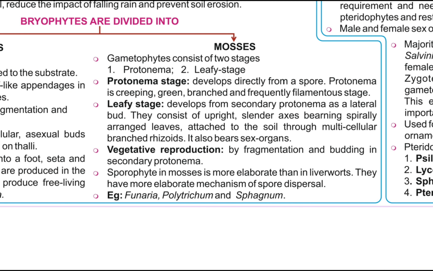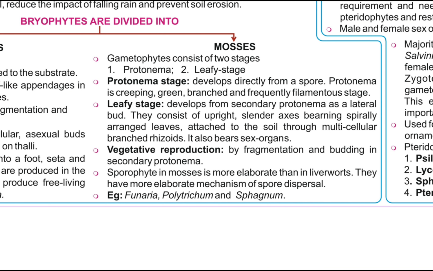Protonema and leafy stage. The protonema stage develops directly from a spore. Protonema is a creeping, green, branched and frequently filamentous stage. The leafy stage develops from a secondary protonema as a lateral bud. They consist of an upright, slender axis bearing spirally arranged leaves, attached to the soil through multicellular branched rhizoids. It also bears sex organs. Vegetative reproduction is by fragmentation and budding in the secondary protonema.